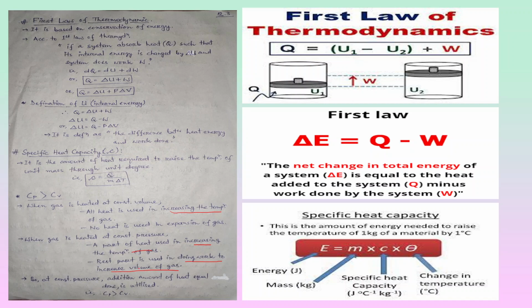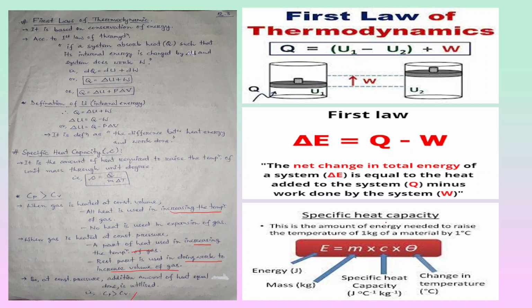That's why specific heat at constant pressure has a higher value as compared to specific heat at constant volume. So we conclude from this that the additional amount of heat is equal to the work done. That is why Cp is greater than Cv.